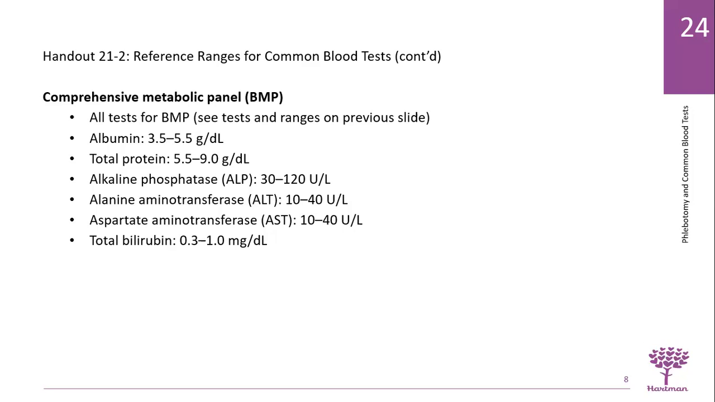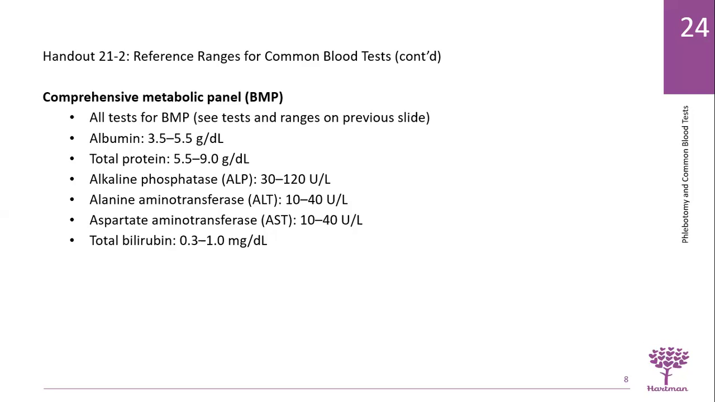grams per deciliter, total protein, 5.5 to 9.0 grams per deciliter, the alkaline phosphatase, or ALP, 30 to 120 units per liter, alanine aminotransferase, ALT, from 10 to 40 units per liter, aspartate aminotransferase, or AST, from 10 to 40 units per liter as well. And then your total bilirubin, 0.3 to 1.0 milligrams per deciliter.